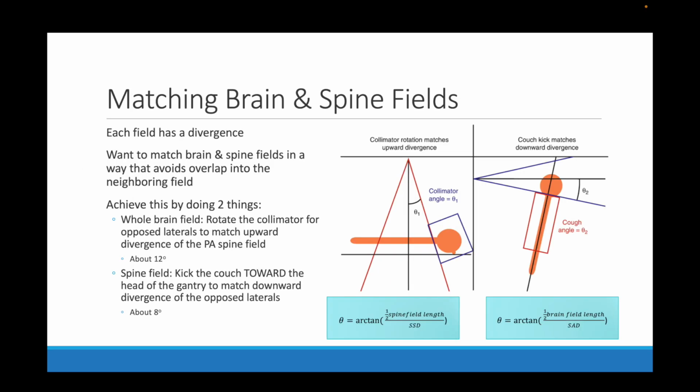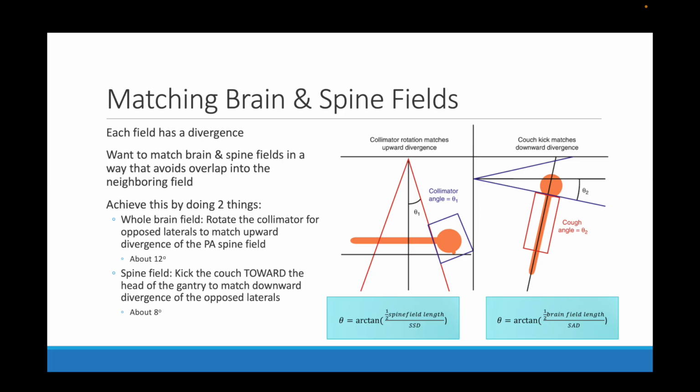So we've thought about our fields, we've thought about where we're going to place the isocenter. Now, the most complicated part of all of this is probably matching the brain and the spine fields. Because remember, the brain we're treating with opposed laterals, and that's going to have an inferior divergence into what we're treating with the spinal field. And then the spine we're treating with a PA field, and that's going to have kind of this upward divergence into the whole brain field. So we want to try to minimize the overlap between our brain opposed laterals and our spine PA field.